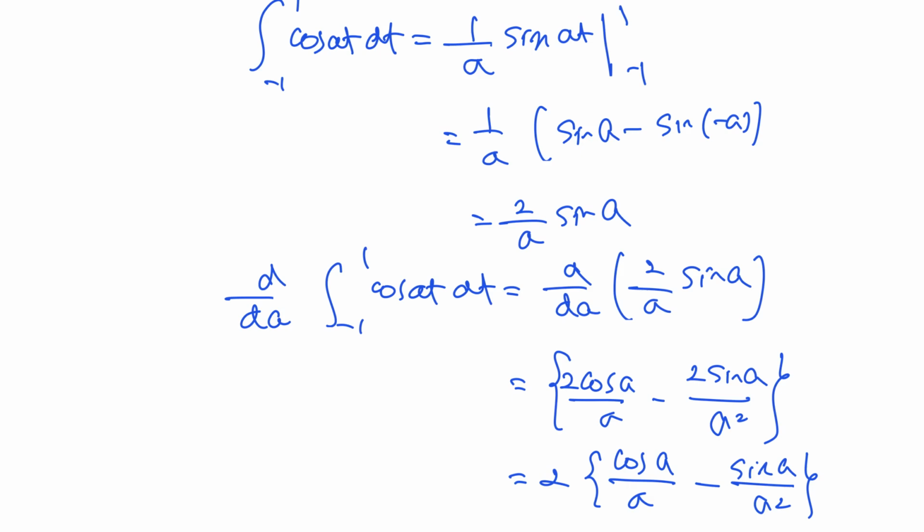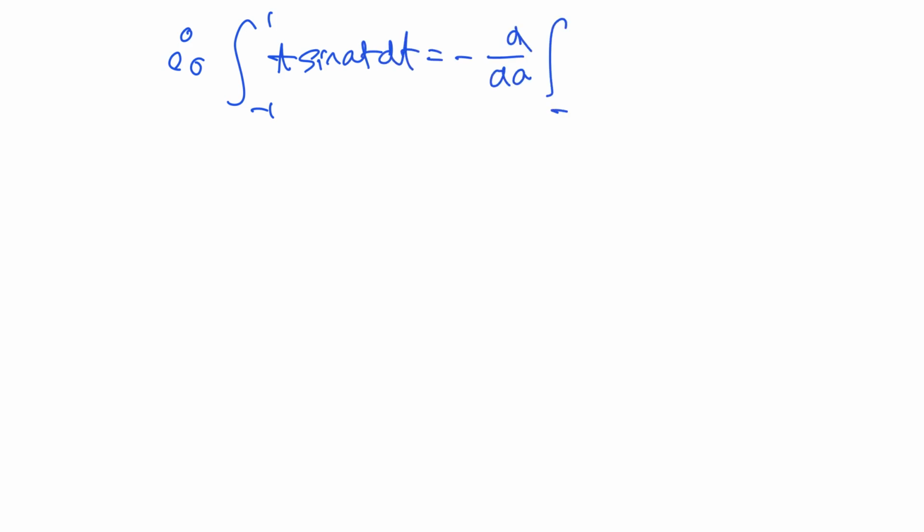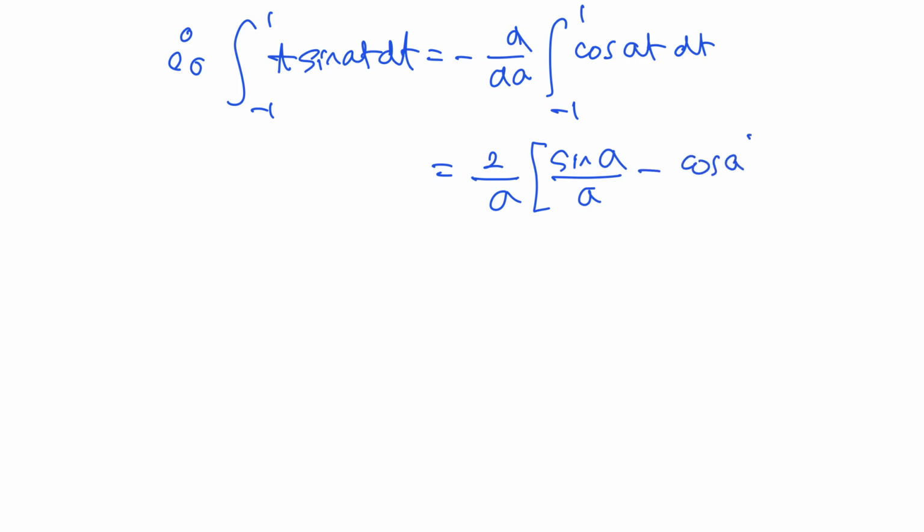When I was a high school student, the integral of t sine A t dt is minus dA d, which happens to be 2 over A, sine A minus cosine A, right?